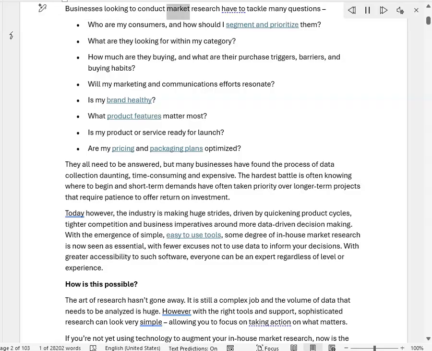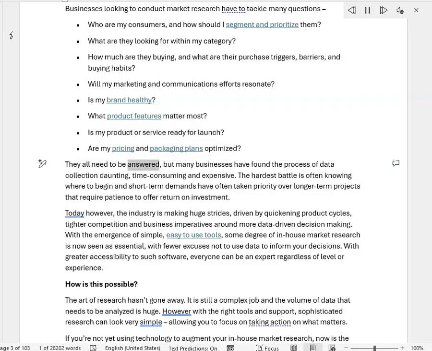Businesses looking to conduct market research have to tackle many questions. Who are my consumers, and how should I segment and prioritize them? What are they looking for within my category? How much are they buying, and what are their purchase triggers, barriers, and buying habits? Will my marketing and communications efforts resonate? Is my brand healthy? What product features matter most? Is my product or service ready for launch? Are my pricing and packaging plans optimized?